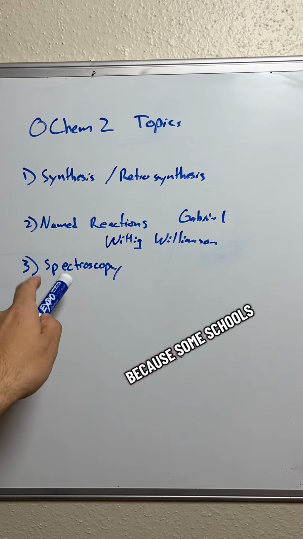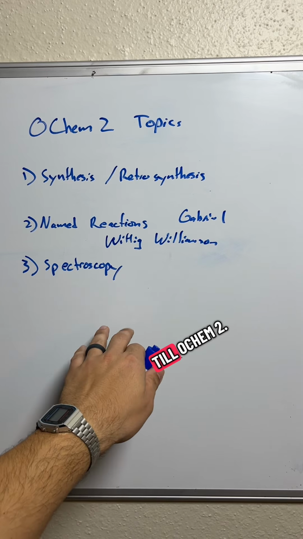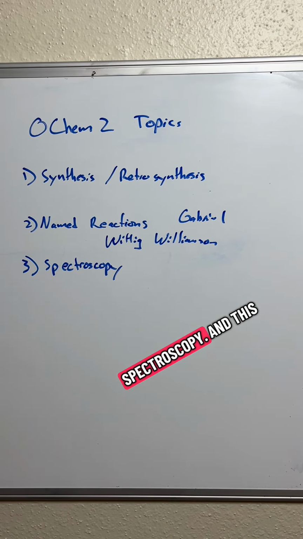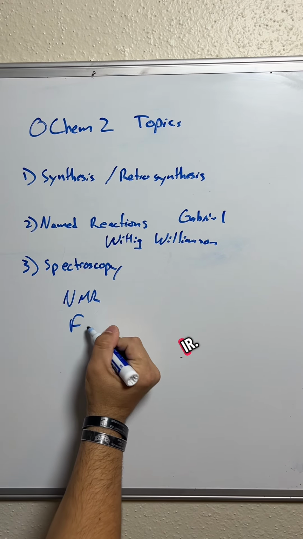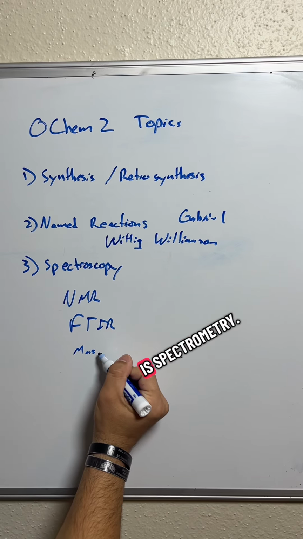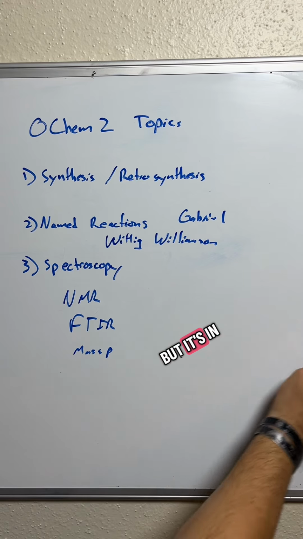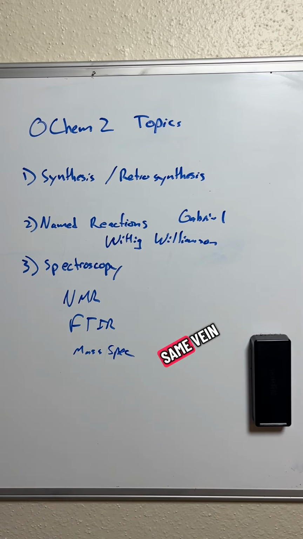And third and last, which is I think one of the most important ones you're going to see, because some schools cover this a little bit in OChem 1, but a lot of them I see wait till OChem 2, and that is spectroscopy. And this is going to be your NMR, your FTIR, and then your mass spec, which is spectrometry, but it's usually taught in the same vein.